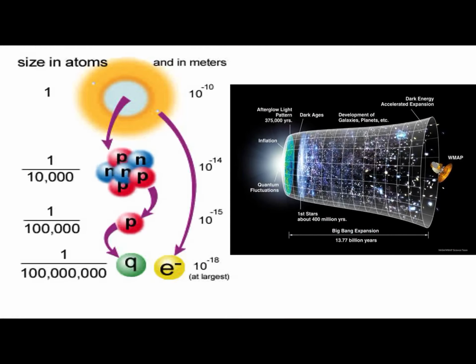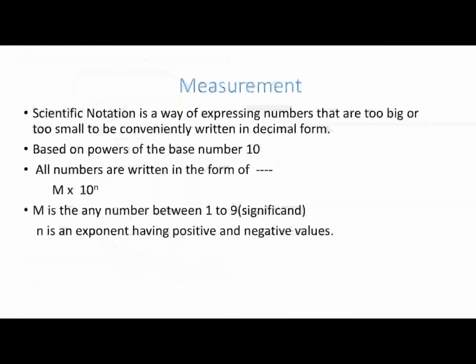It is important to perform measurement with high accuracy. So today we will discuss measurement. In this slide, you can see the picture of the size of atoms and the universe. On one hand, the size of an atom is very small, and on the other hand, the number of molecules is very large. So how do we represent such a large or small number? In this way, scientists have developed a shorter method to express these numbers.